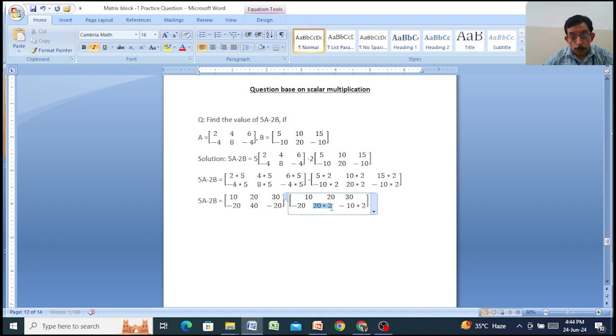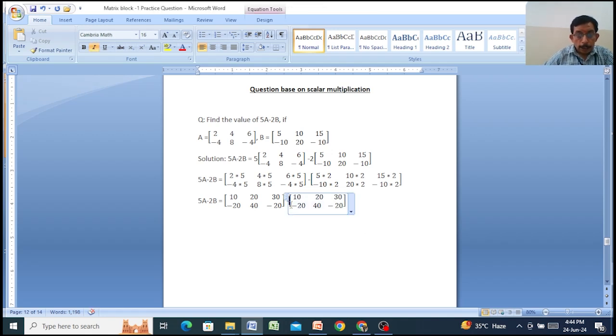And 20 times 2 is 40, put down the same position. And 10 times 2 is 20, put down 20 in the same position. The matrix B scalar multiplication is also complete. Now we simplify these two types of matrix.